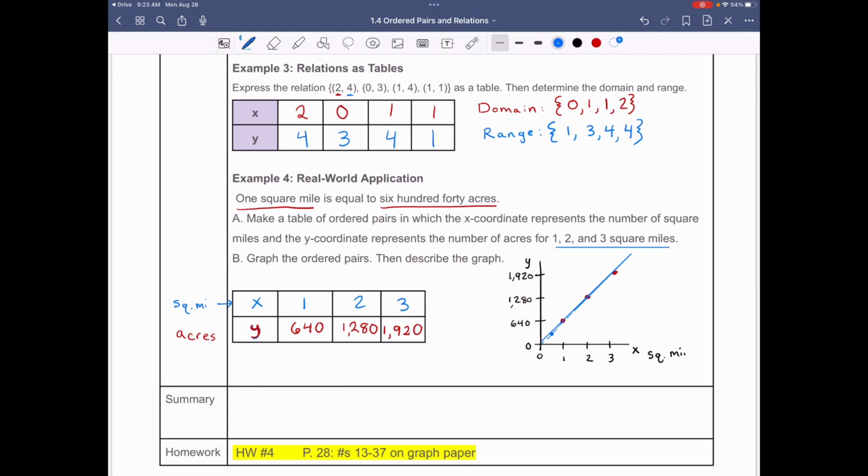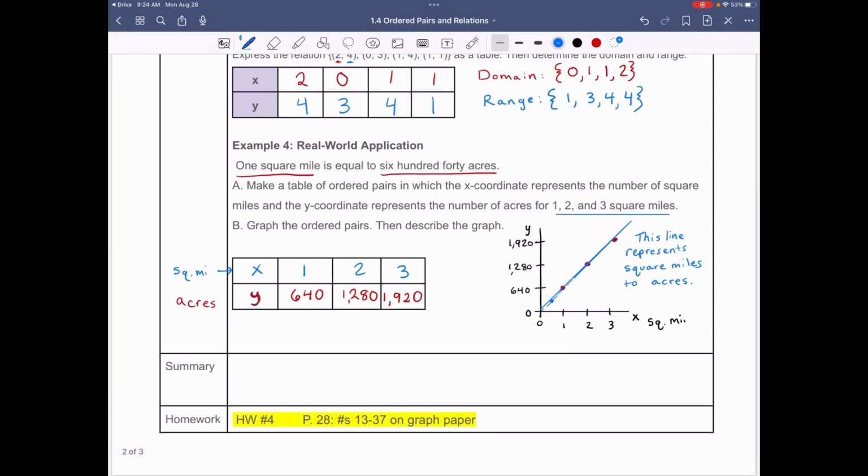Okay? And then it says to describe that. So I don't know why they ask us to describe it, because the story described it for us, but this line represents square miles to acres. And then we're finished. And we will write a summary together as a class.